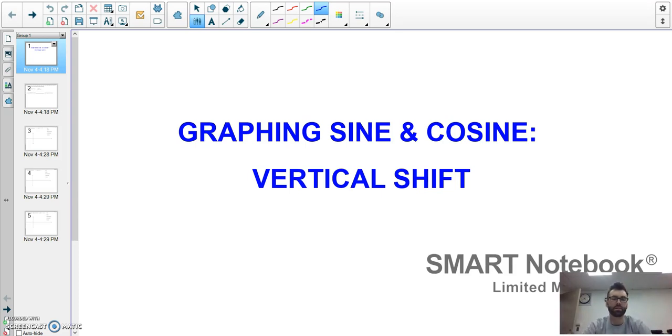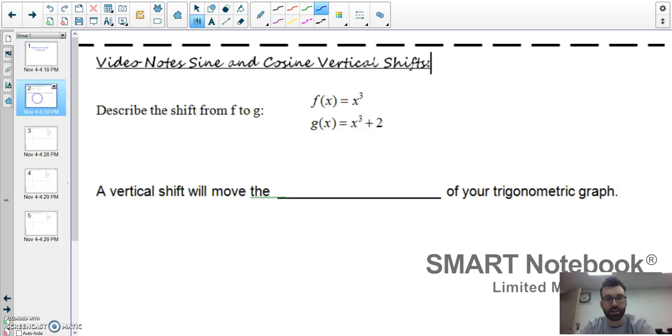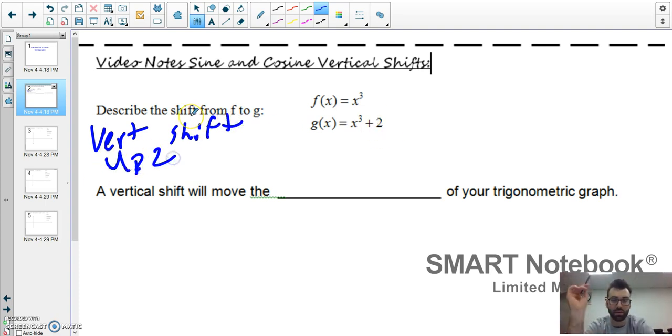Alright, so in our last video we talked about our horizontal shift. So today, guess what? We're talking about a vertical shift. So exciting, very exciting. Okay, I'm going to describe the shift from f of x to g of x. Well, remember, when it's on the outside, we do the exact same of what we think. So this would be a vertical shift on the outside, up 2, right?